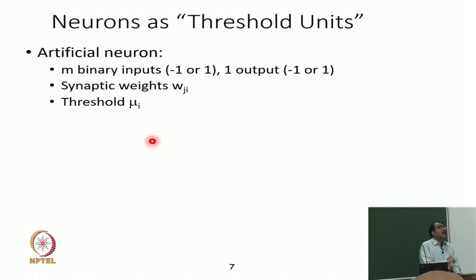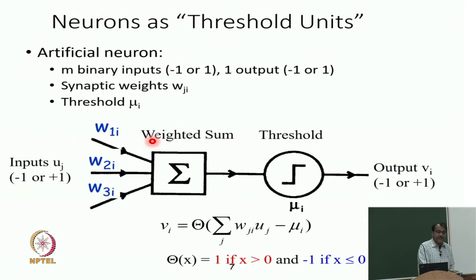And I will also say when I should send the output out, so I will create a threshold for that neuron. This can be represented in this kind of a schematic where I have a summation of all the inputs, but not the original inputs, but a weighted sum of inputs. Then I pass it through a threshold, that is, is it greater than mu i or not. If it is, we will output +1, otherwise we will output -1.